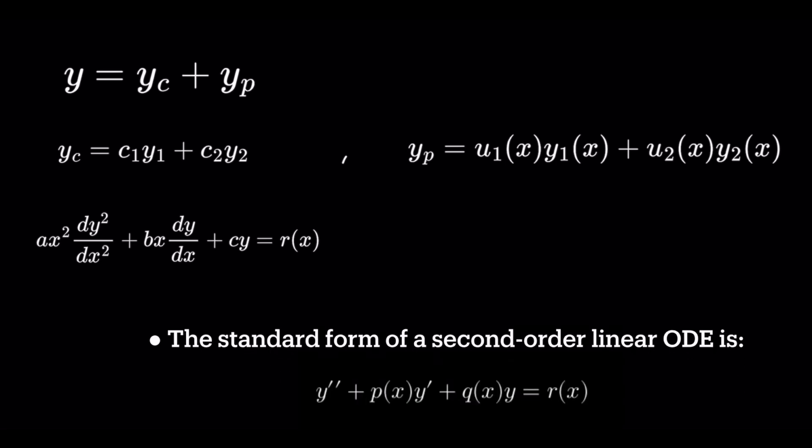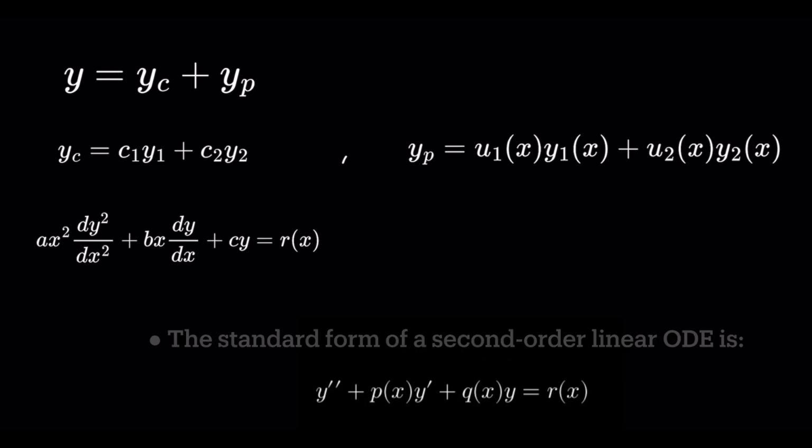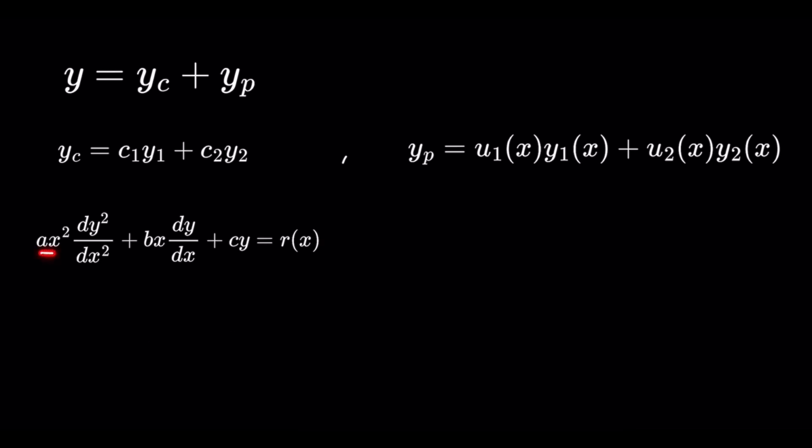So first, you're going to be writing this non-homogeneous equation in standard form, meaning that you're going to be making the coefficient of the second derivative equal to 1. This is going to be done by dividing both sides of the equation by ax squared.